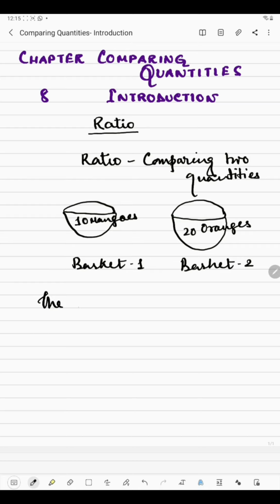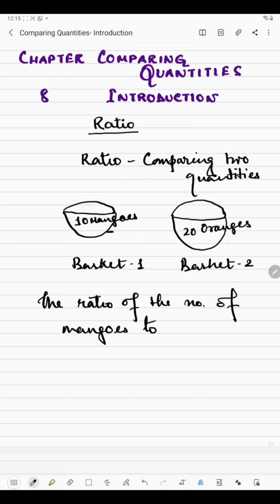Now the ratio of the number of mangoes to the number of oranges is written as 10, the number of mangoes, then a colon, and 20, the number of oranges.